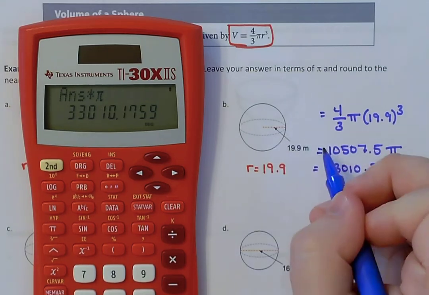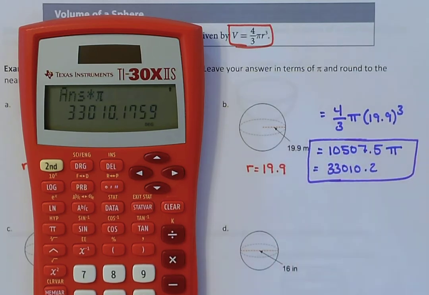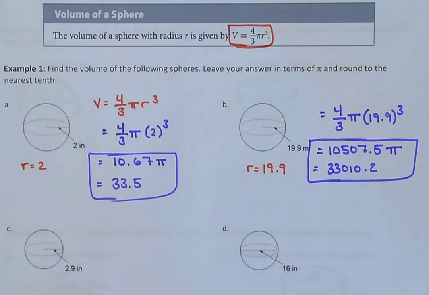And that tells us our volume for part B. And finding the volume of a sphere is just simply that. Figure out your radius. Once you know your radius, plug it into 4/3 pi r cubed, calculate away, and that will tell you your answer. I suggest you always evaluate the cubed.